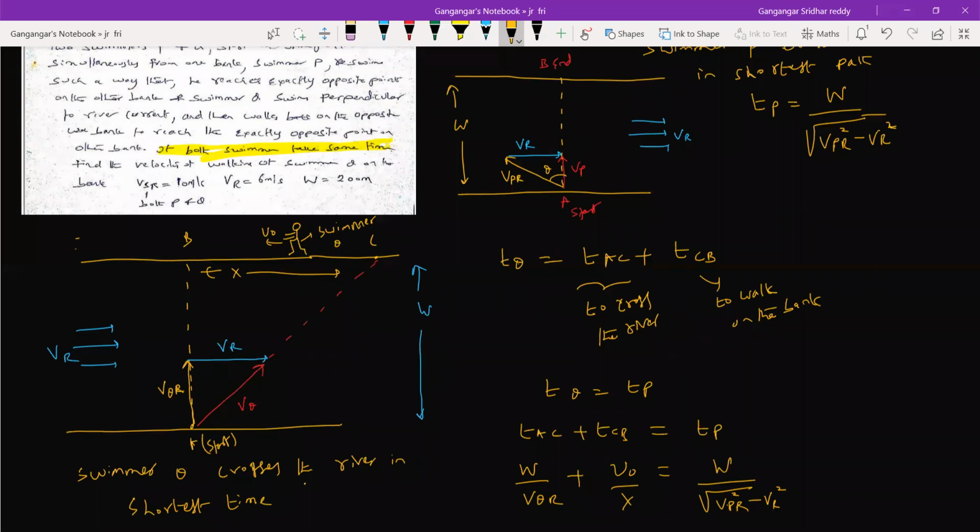Anybody, how to bring X? Recollect some ideas that we put. What is from the diagram? What is tan alpha? You can write it. In the shortest time case, I gave some formulas. Tan alpha should be equal to VR by VQR, which is equal to X by W.